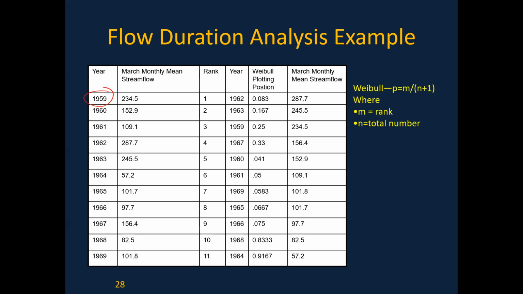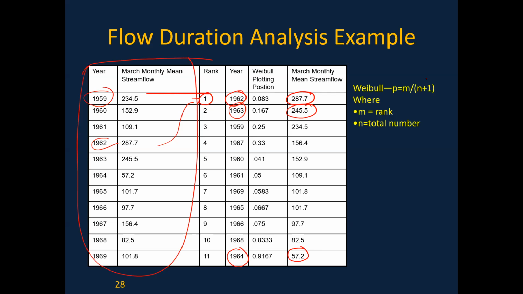Let me rewind there. So this is my data, then I rank them. You can see the highest rank is 1962 with a value of 287.7. The second highest was 1963 with a value of 245.5, on down to 1964, which has the lowest March monthly mean stream flow, and that's 57.2.